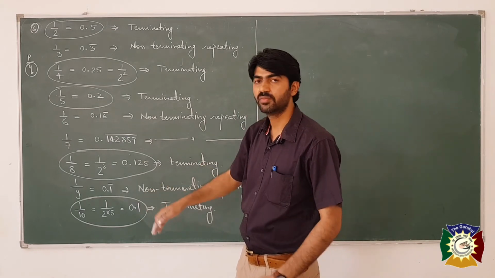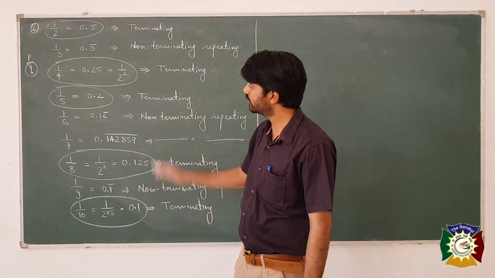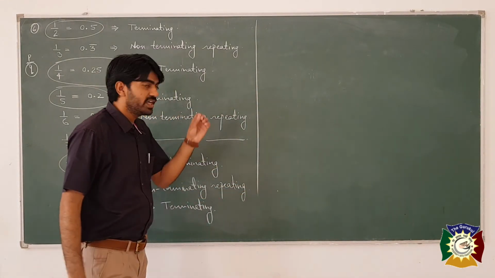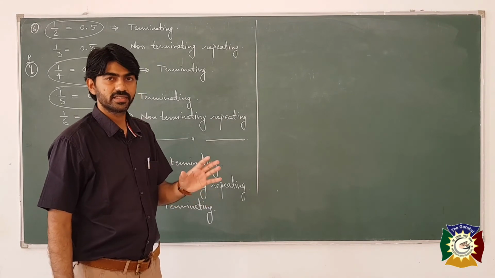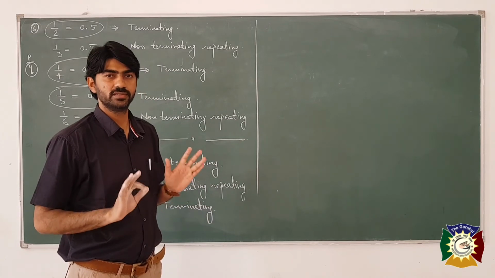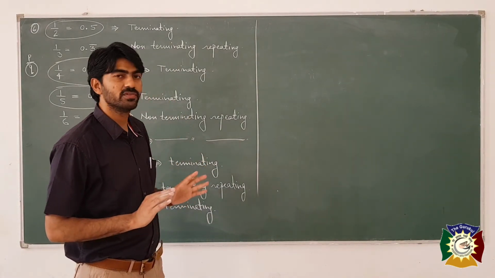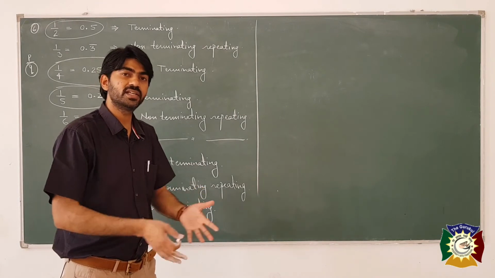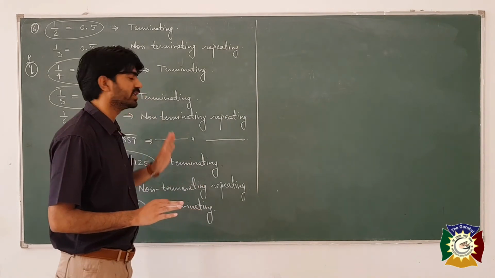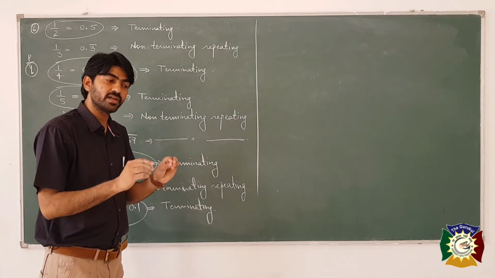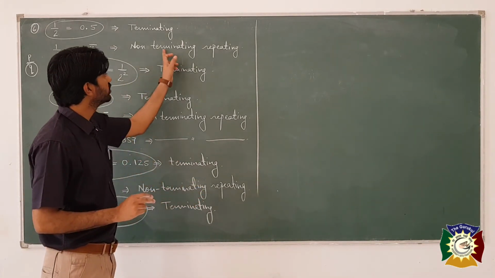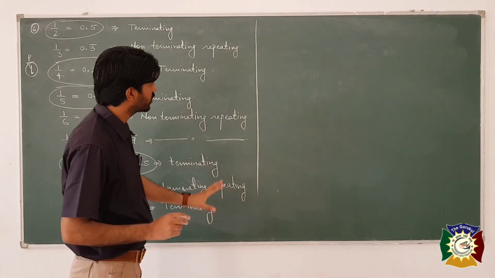Look at the examples. Many more examples we can see, and you will get the same pattern. If the prime factors of the denominator contain 2 or 5 or both 2 and 5 only, then the decimal expansion will be terminating. If any other number is there, suppose 2, 5 and 3 is also there, then it will be non-terminating repeating. If any one number other than 2 and 5 comes in the prime factors of the denominator, then it will be non-terminating repeating. Okay. So what property do we get?